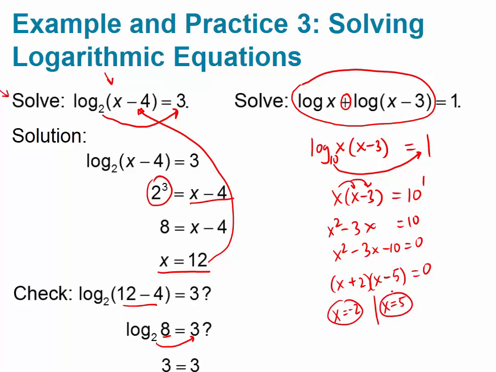Now I want to check these and make sure we're not going to blow up the original equation up here by getting a 0 or a negative in my logarithm. And sure enough, right away, if I tried this negative 2 up here, it's going to be the log of negative 2. So right away I know that one's not going to work. Let's take a look at 5. If I put a 5 in this statement up here, 5 minus 3 gives me a positive 2. That's fine. And then over here, log of just positive 5. That's also fine. So there, I know that is going to be my solution, just x equals 5.